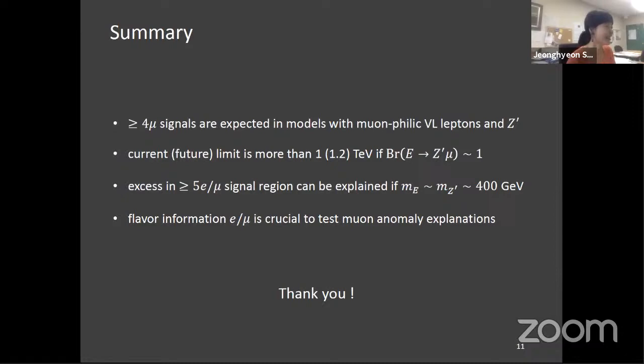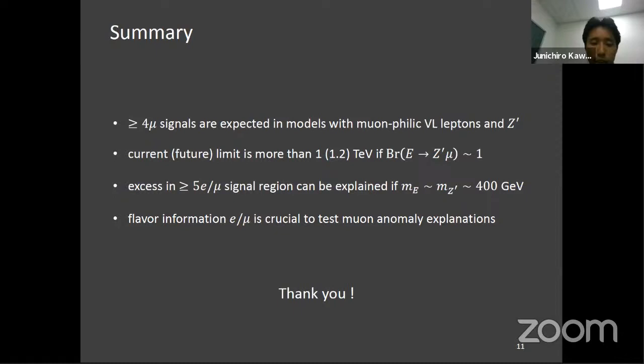For the first question, we assume that the vector-like lepton dominantly couples to the muon. To avoid constraints from flavor violation, it should not couple to the electron. So we basically assume that it only couples to the muon. So it's completely flavor dependent.